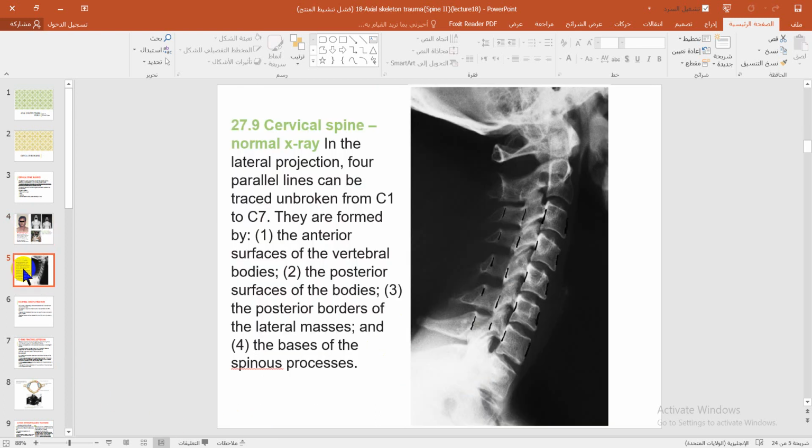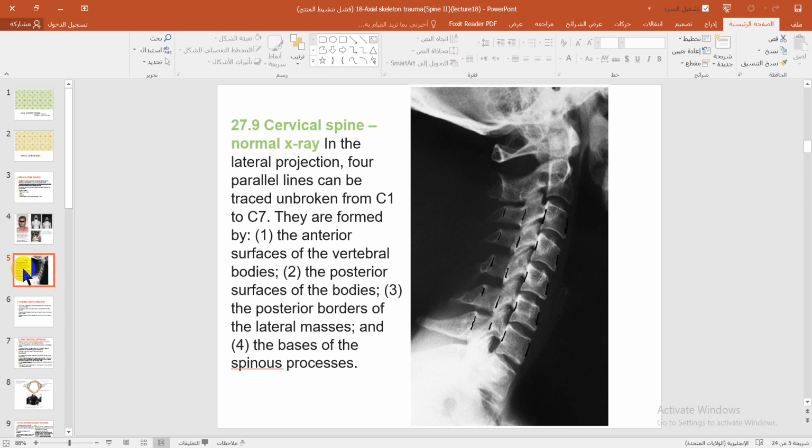How do we evaluate the cervical spine injury? Usually by using X-ray. And X-ray, AP and lateral views are the commonest views to be used. And we also have flexion and extension views, and left or right pillar view or oblique view.